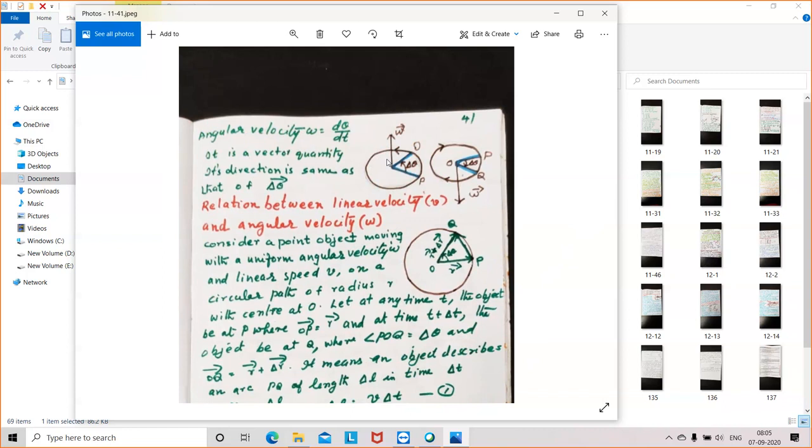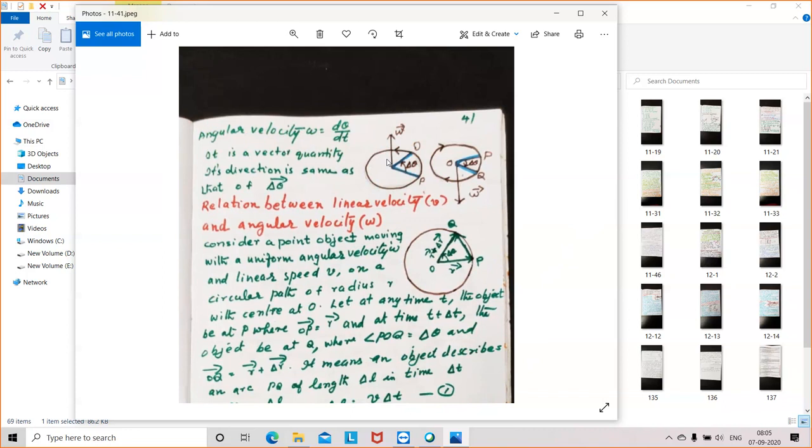Yes, you can see in the first figure the arrow mark is towards the left. Like that you have to curl your four fingers in the manner of the arrow mark in that figure. Then the thumb points in which direction, upwards or downwards? The thumb is upwards. The thumb gives the direction of displacement. So what is the direction of displacement? It is perpendicular to the plane and upwards.